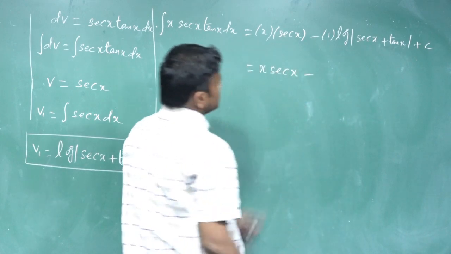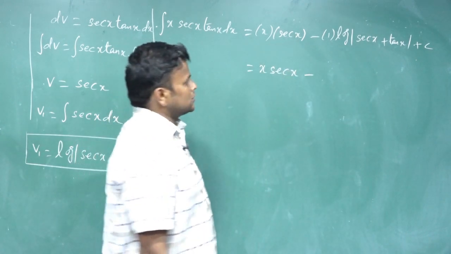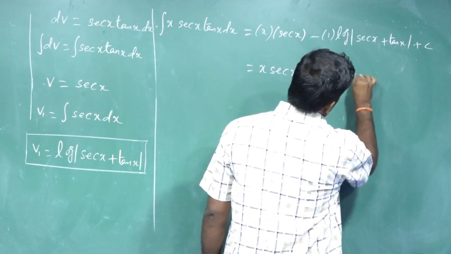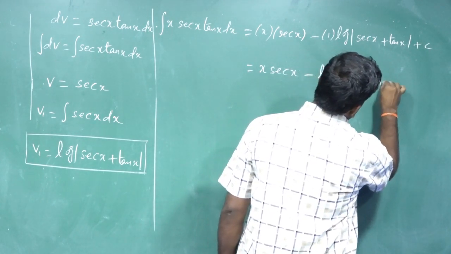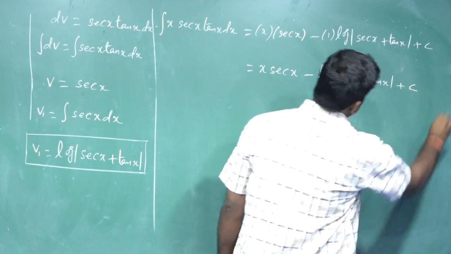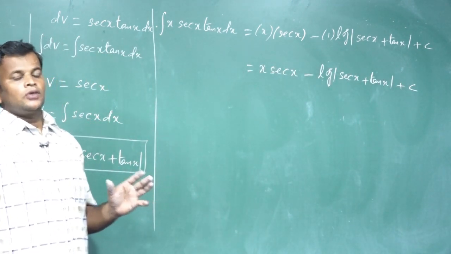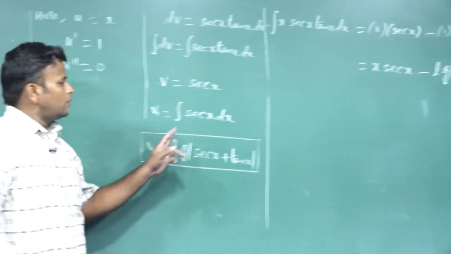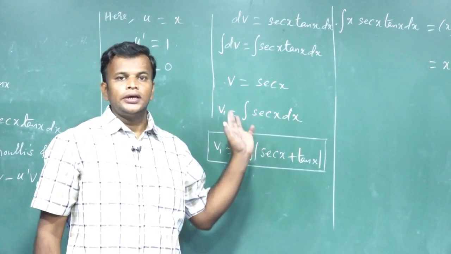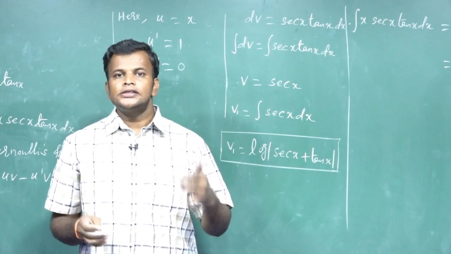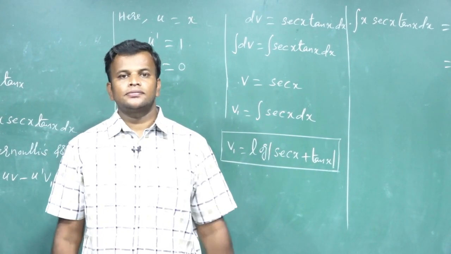So x secant x minus log of modulus secant x plus tan x plus c. Here we introduce one formula. The formula is integration of secant x. It's a new formula: integrating secant x is log of modulus secant x plus tan x.